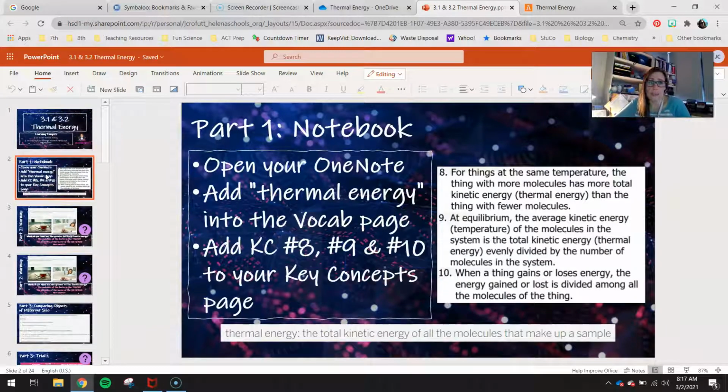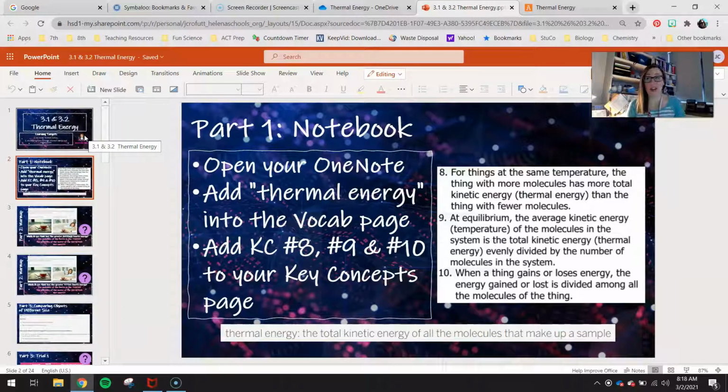All right, so part one for you today is open up your OneNote and add thermal energy into your vocab page. Early in this unit, you got the vocab and the key concept that both talked about temperature. Temperature is the average kinetic energy of an object. If we look at all the little molecules inside of that object moving around, each one of those molecules has its own kinetic energy. Temperature is the average of those. So we add up all those kinetic energies and then we divide through by however many molecules we had. And we should get one number that represents the kinetic energy of all those molecules.